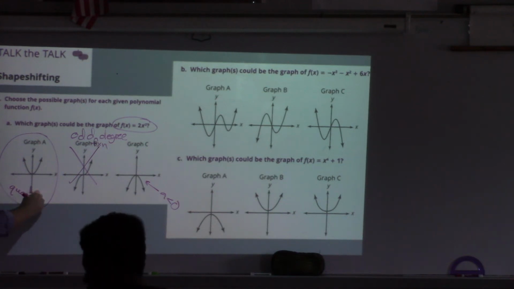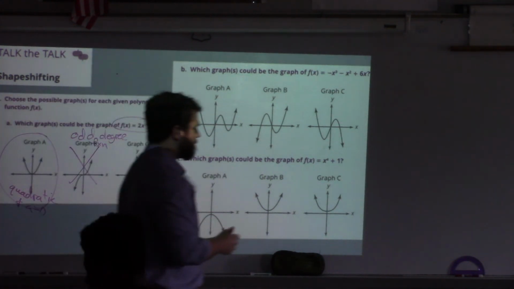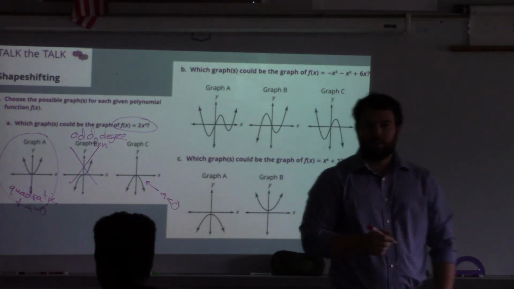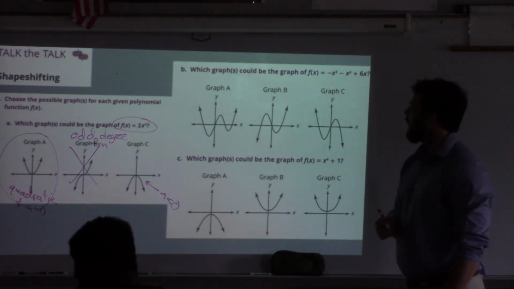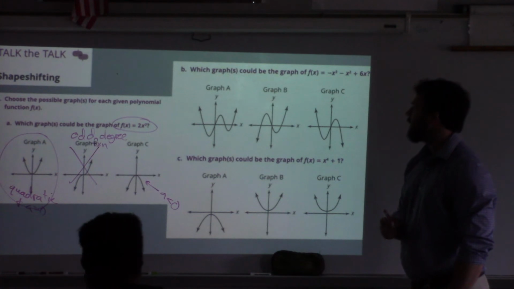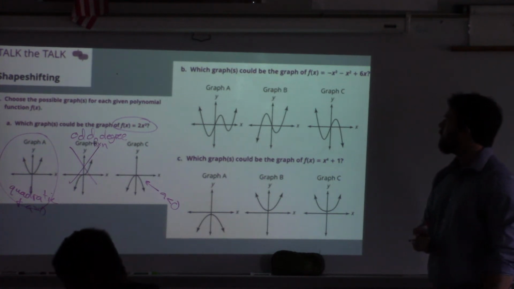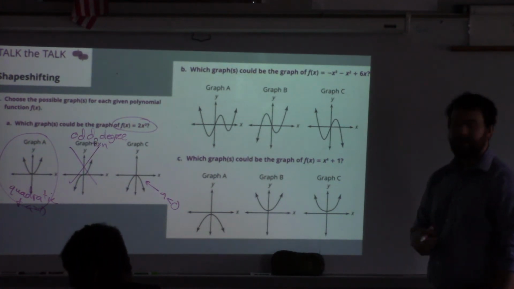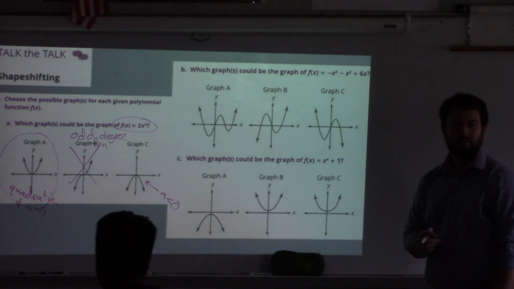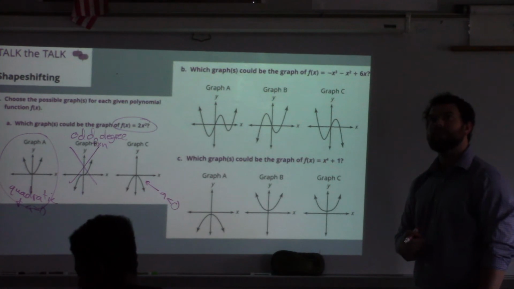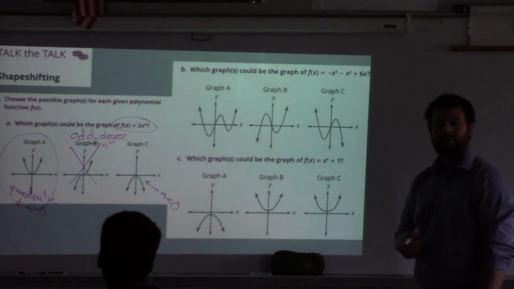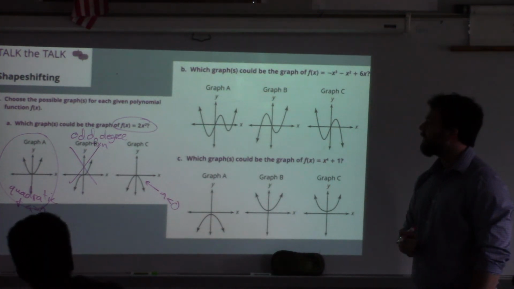Quadratic, and A is positive, or greater than 0. Okay. Which of the graphs in B can we immediately eliminate? Why can we eliminate graph A?